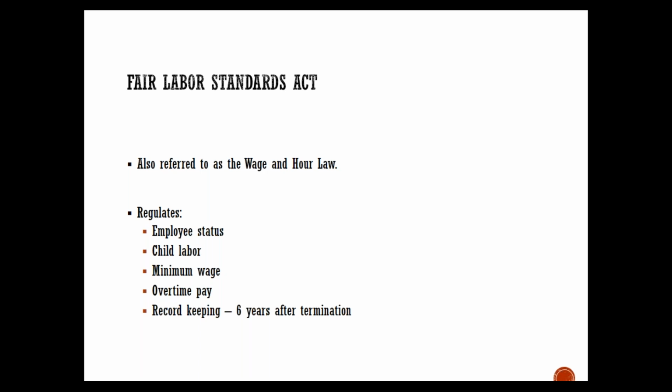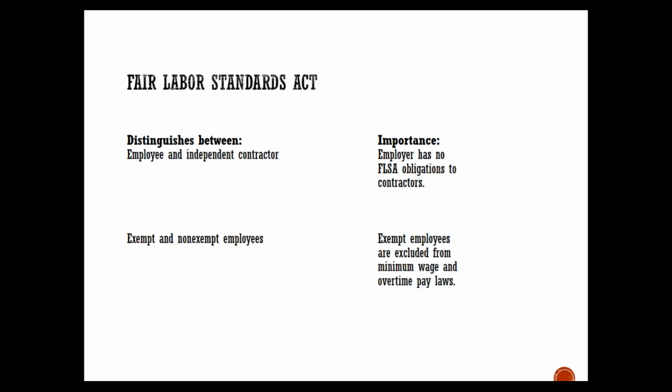The Fair Labor Standards Act, or the FLSA, is also referred to as the Wage and Hour Law, and it regulates employee status, hourly versus salaried, child labor, minimum wage, overtime pay, and record keeping, which is 6 years after the termination of an employee. It also helps distinguish between an employee and an independent contractor. This is where most, if not all, of the issues come into play, where employers will inappropriately classify someone as an independent contractor.